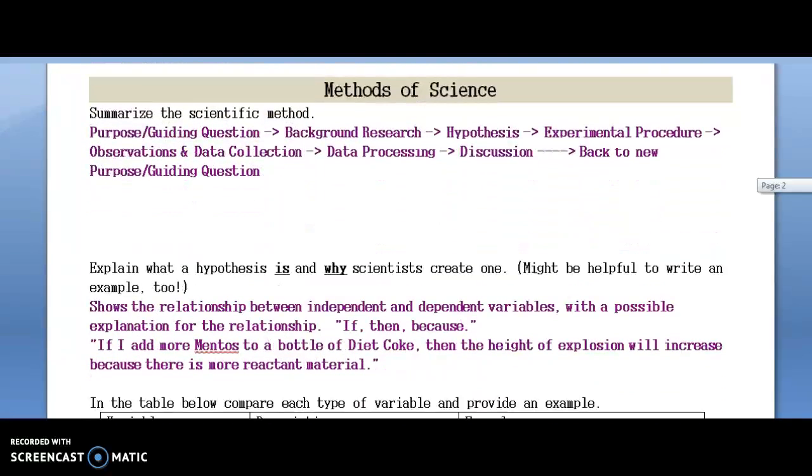Scientific method is just basically the steps of a lab report. You start with a question, you do some research, you have a hypothesis. Based on that research, you design an experiment, you collect some data, you process that data, you discuss it, and share it with other scientists, and then you go back to a new purpose or a new question, and you repeat the whole cycle over and over again.